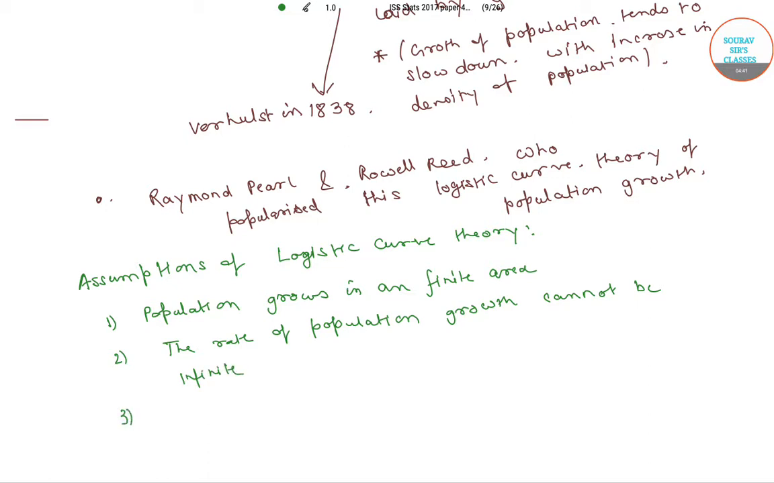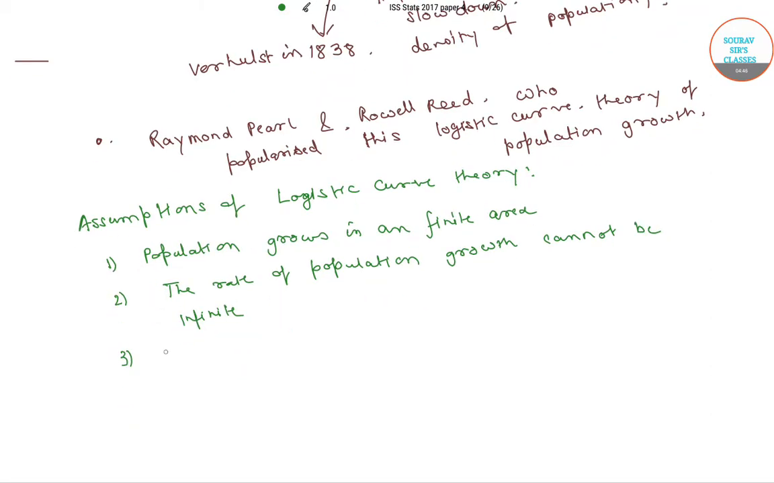And third is that the lower limit of population cannot be zero.